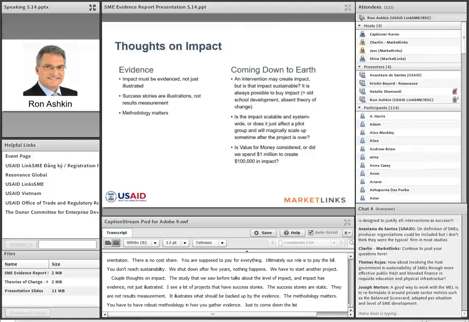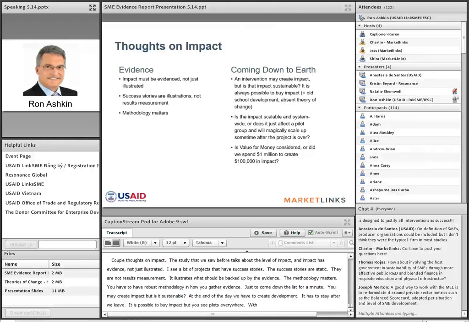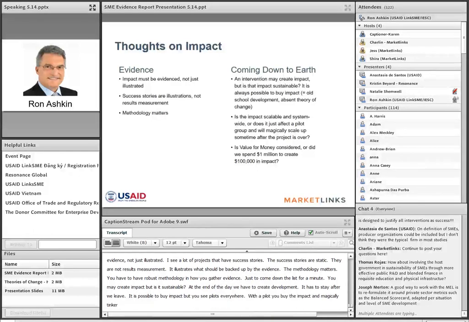And just to come down to earth for a minute, your intervention may create impact, but is it sustainable? At the end of the day, we're doing development. Development has to stay after we leave. So we can create impact, but do we just buy our impact? It's always possible to buy impact. That's why you see pilots everywhere and then no scale. With a pilot, you buy your impact, and magically with Tinkerbell, it's supposed to scale up.